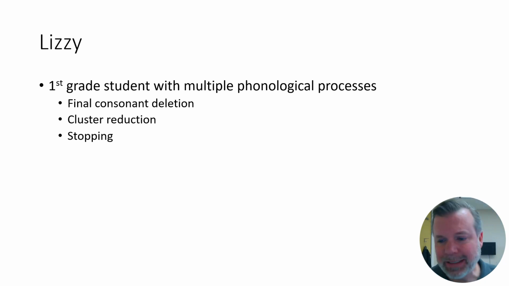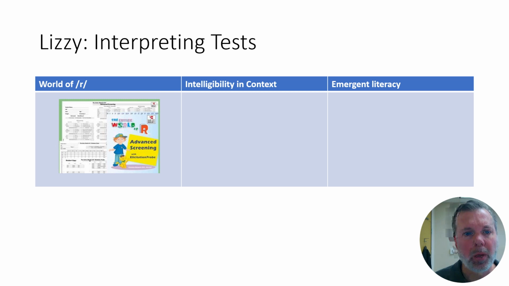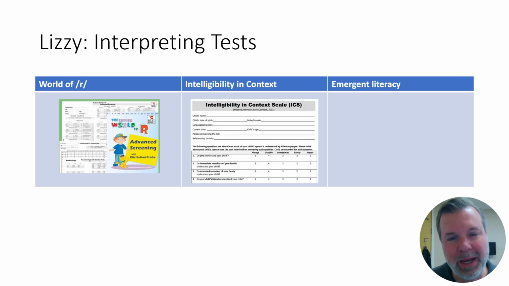Let's take a little different look. Let's look at Lizzie. Lizzie is in first grade with multiple phonological processes. We're seeing final consonant deletion, cluster reduction, and stopping. Let's do the same type of deep dive in different areas. World of R, I like giving it. You can't blame me. It's probably not the best assessment though for Chrissy or for Lizzie in this case, right? We're looking more at multiple phonological processes. We probably don't need to go into great depth on a specific sound.